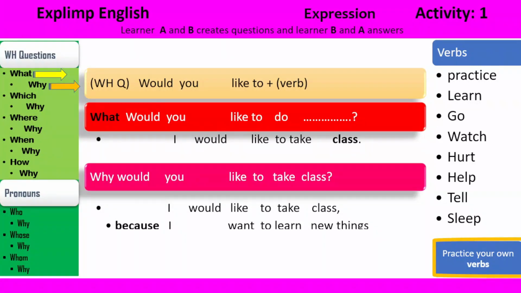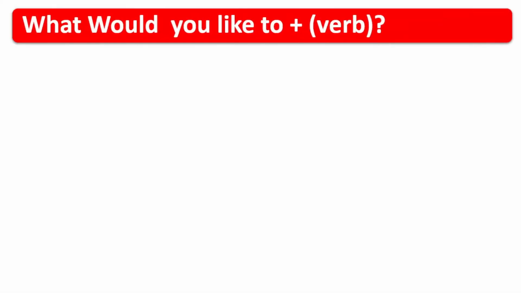So class and new things both are the phrases or objects. Or you could say because I want learning new things. So here you see the difference. I want to learn or I want learning new things. Both of them are right, okay? Now what is next? Let's ask some questions with the WH question, what?